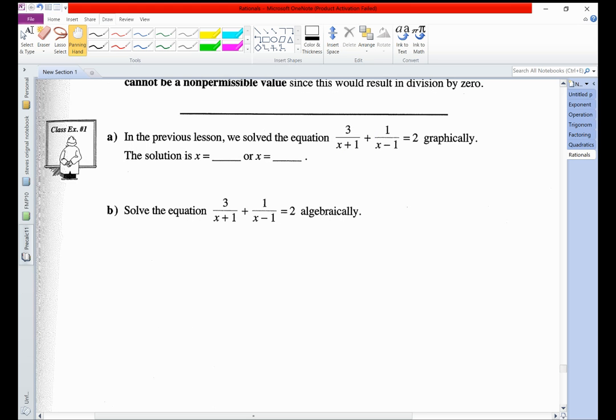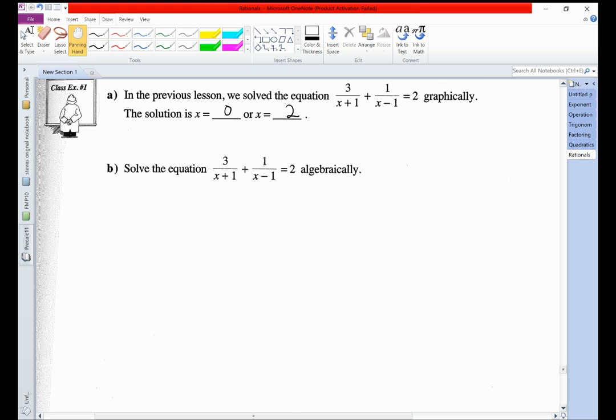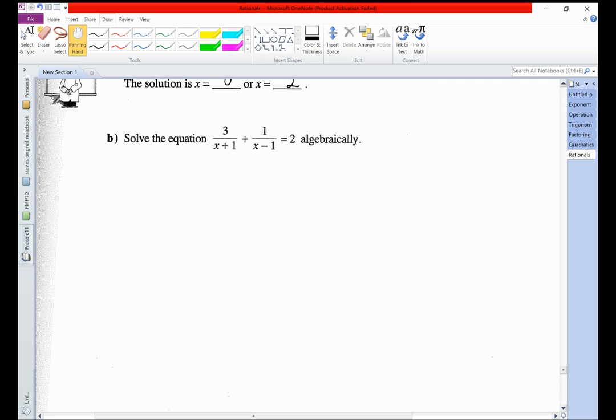In the previous lesson, we solved this equation graphically. This is the one we looked at on the graph in Desmos, and we found out that the solutions were 0 and 2, but we never actually solved them algebraically. So we can do that, which is awesome. We have the skills. So the first thing I want to do is state my non-permissible values. We know that x can't equal -1 or +1, or you could write it as can't equal ±1. Whatever way you want to write it.